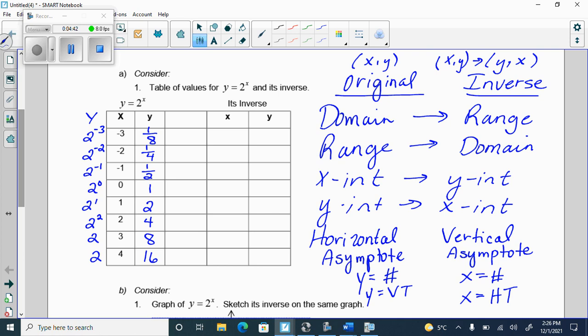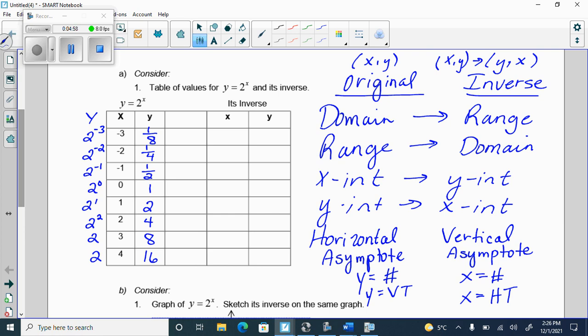Okay. So what we need to know is, did I even need to find out what the inverse equation is? No. So honestly, the only time you have to find the inverse equation is if it says determine the inverse of blah. That's it.